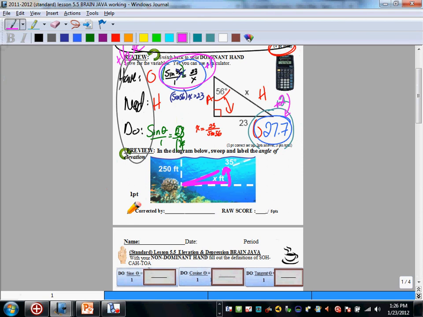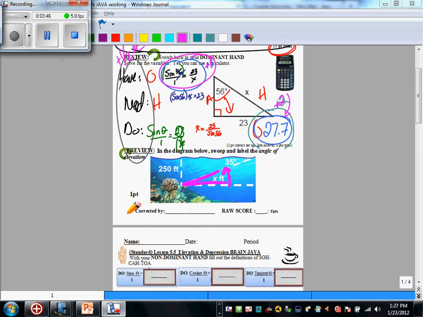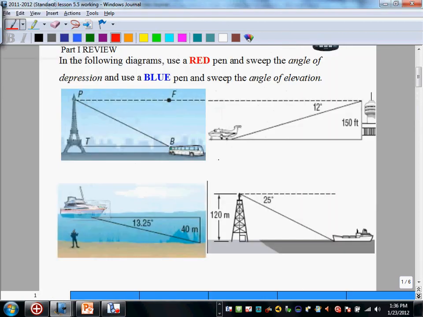And they have to, then it's half off. Don't help each other. It's really important you can distinguish these by yourself. Just mark and put D for depression and E for elevation.